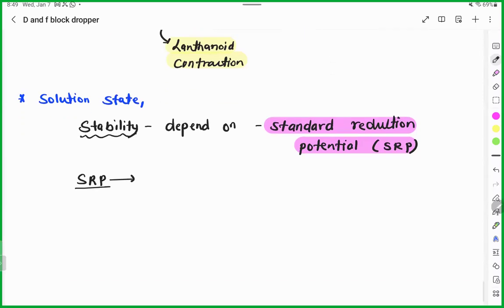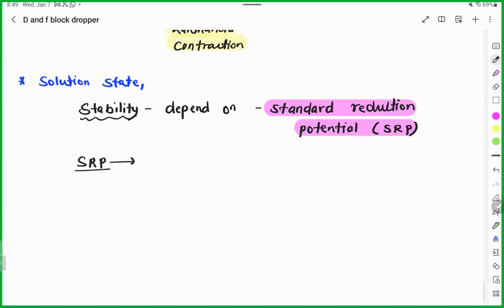We will see many factors. It will depend upon sublimation energy, ionization energy, and hydration energy. It depends upon the sublimation, ionization, and hydration enthalpy. These are the three major factors that decide the overall standard reduction potential.